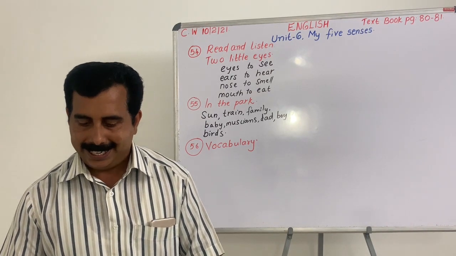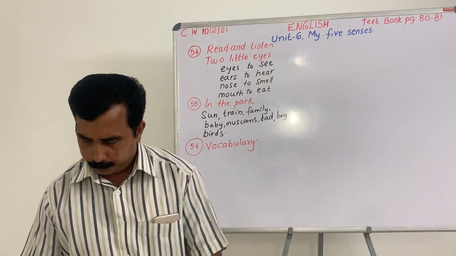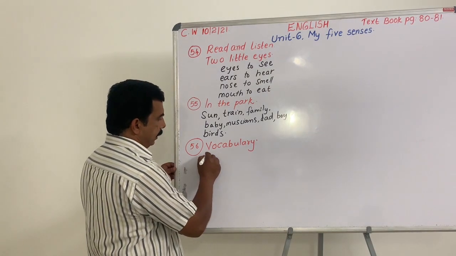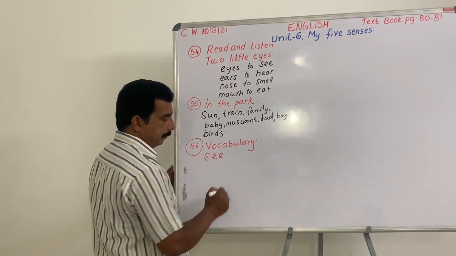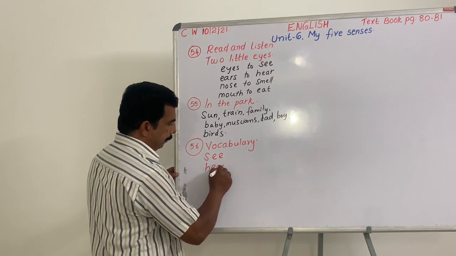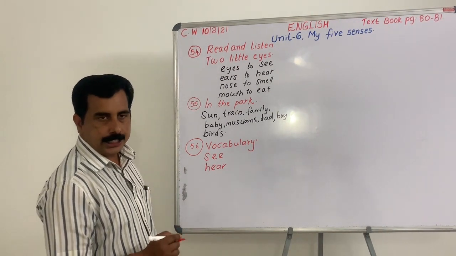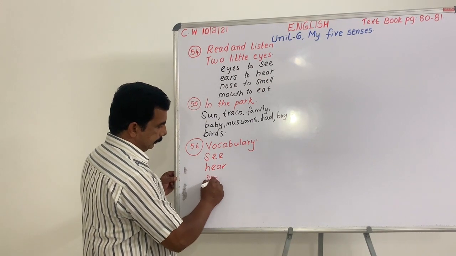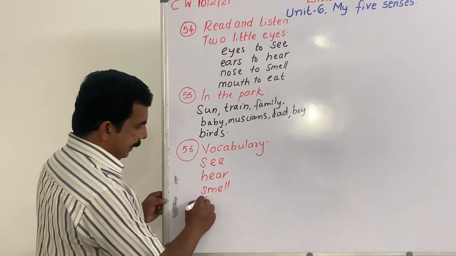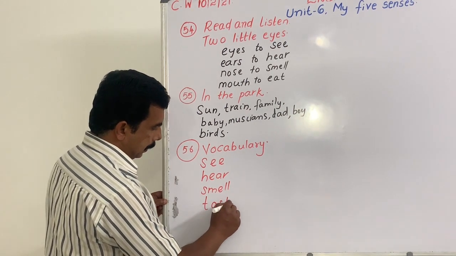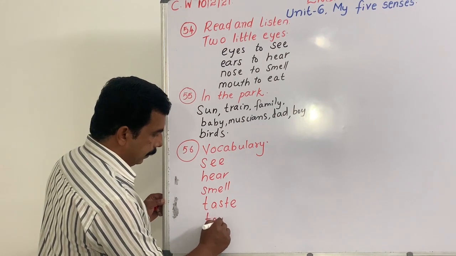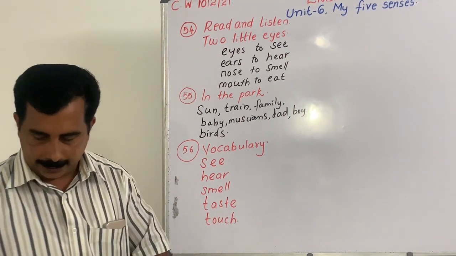Okay. So, here you found certain vocabulary words. So, which are the vocabulary words, children? See. Then, here, tell me, what's next? Smell. Only smell. Next. Taste. Finally, touch. Okay. So here, let me ask you one thing.